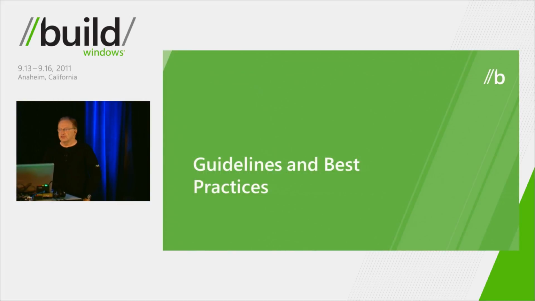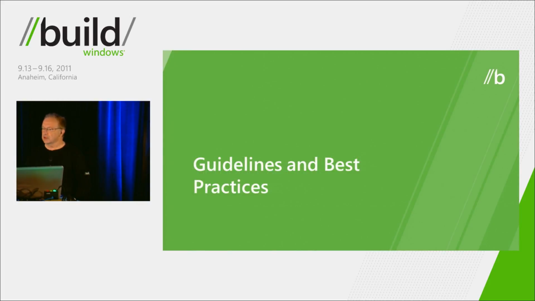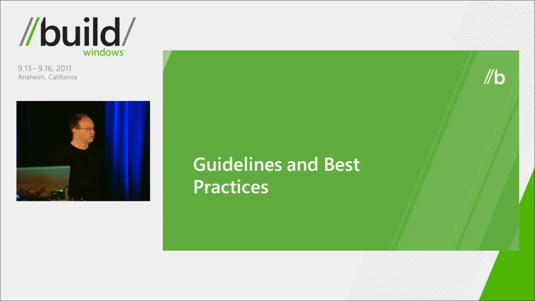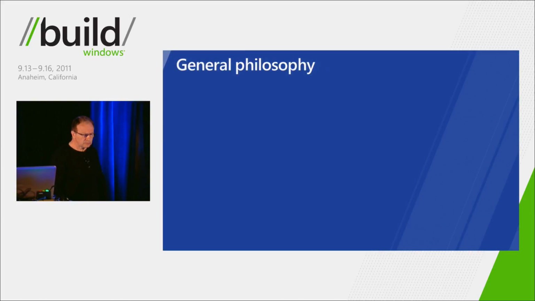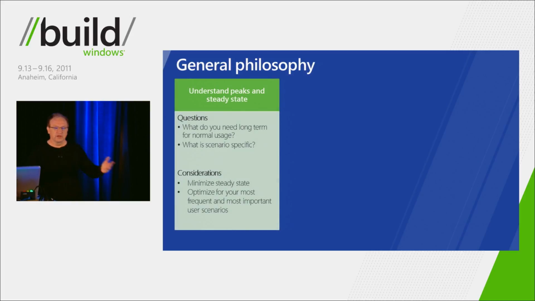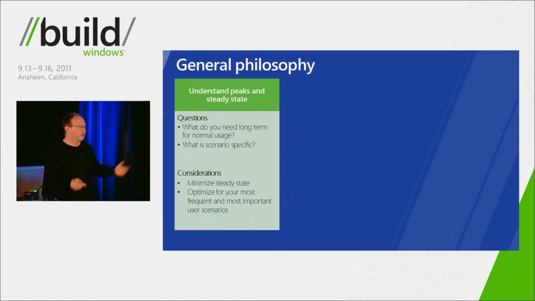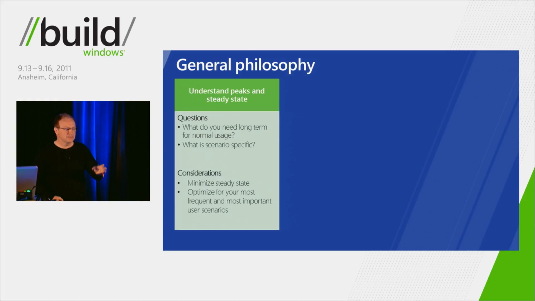So what are some guidelines and best practices you should be thinking about when you're investigating the memory usage of your products? As Raul mentioned, we need to understand the peaks and steady state, know what you need long-term, know what's transient, and think about this from a mental model. I'm doing this operation, I think it should take this much. Is this the same type of cost that I'm seeing in the tools? If it isn't, obviously you need to do some additional investigation to figure out where the discrepancy is.